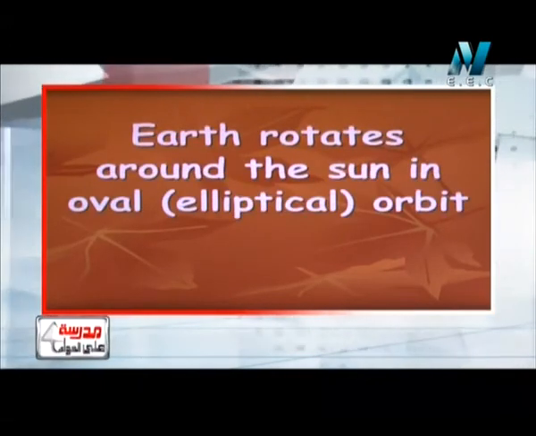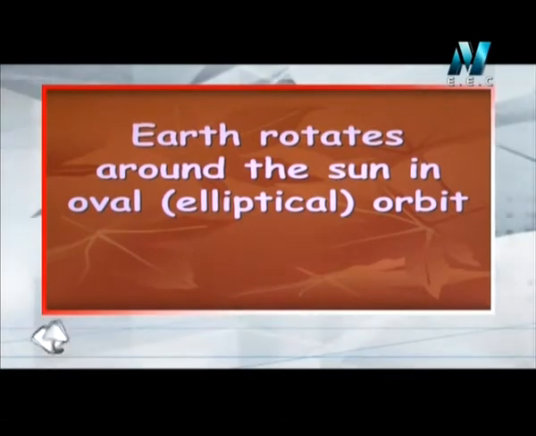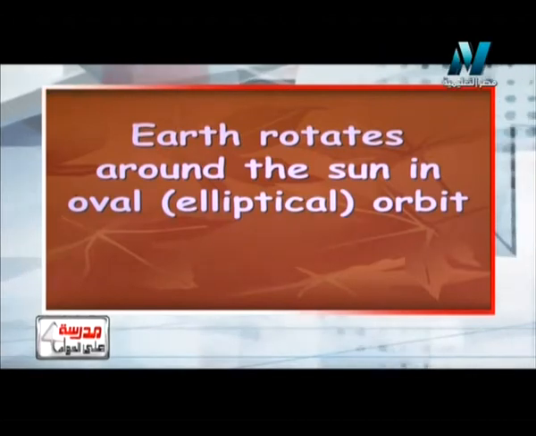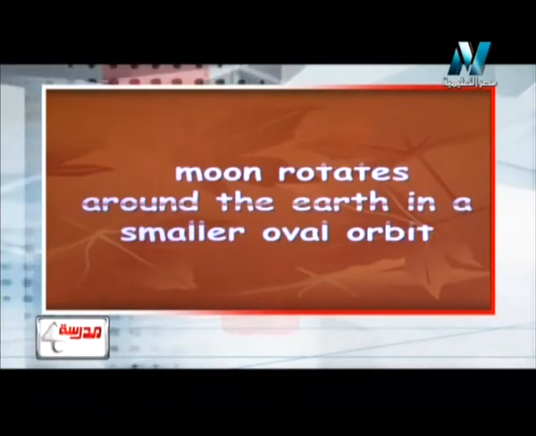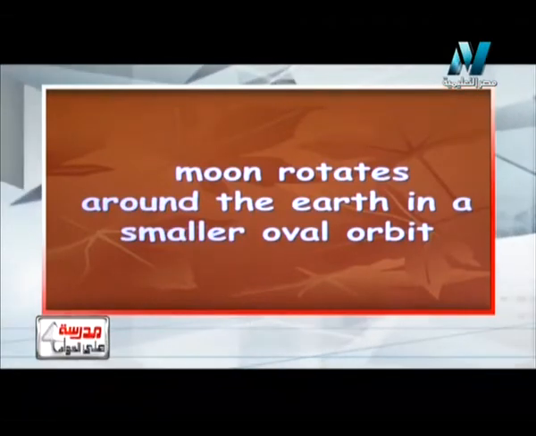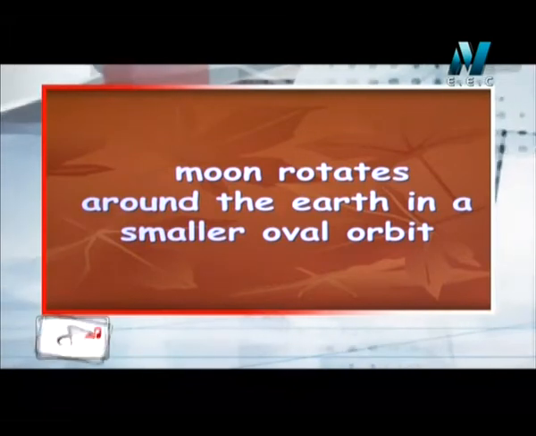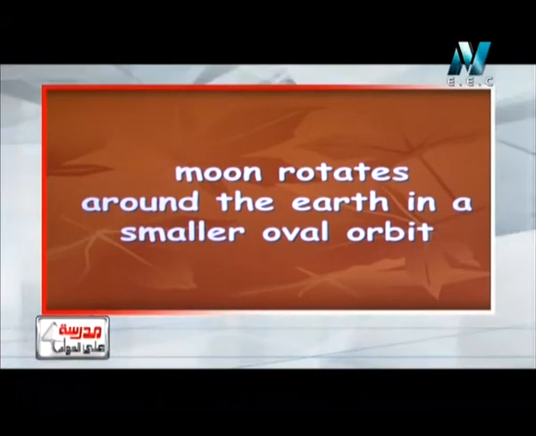Okay, so Earth rotates around the sun in an oval or elliptical orbit. Again, we have studied in primary 4 that Earth rotates around the sun in an oval or elliptical orbit. Okay, that's all the information we have studied in primary 4 and primary 5. The Moon rotates around the Earth in a smaller oval orbit. Again, the Moon rotates around the Earth in a smaller oval orbit.